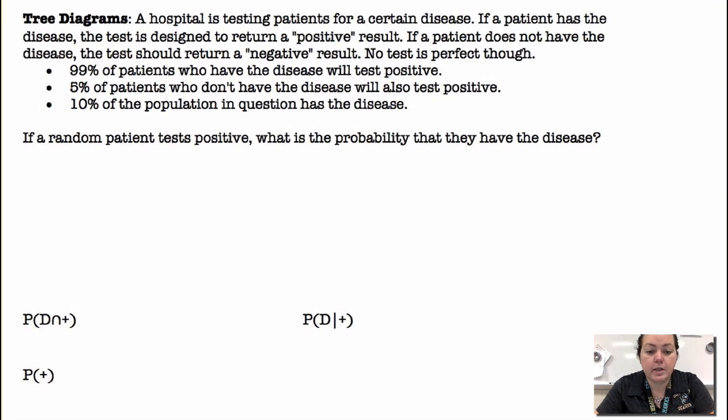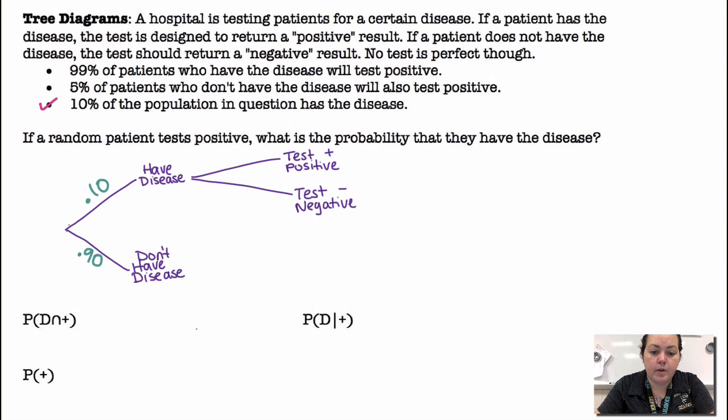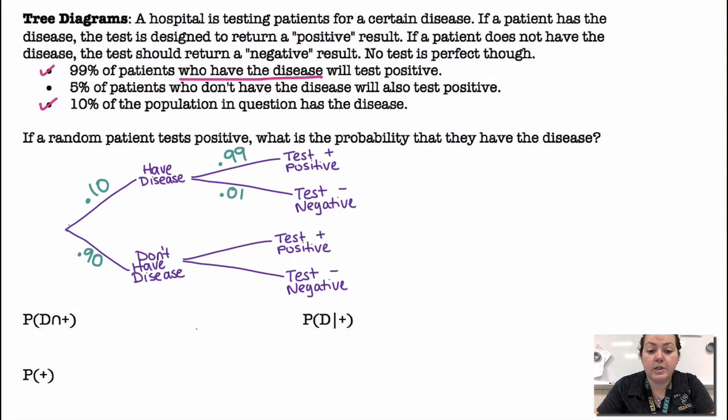All right, so I know that 10% of the population has the disease, which means 90% do not have the disease. So have the disease or don't have the disease. And then I'm going to also test everybody, so they're either going to test positive or negative. If they have the disease, I know that 99% of patients who have the disease are going to be positive. So 0.99 for positive, which makes this 0.01 for negative of those that have the disease. And then 5% of patients who don't have the disease are going to test positive. So this is going to be 0.05, which makes this 0.95.